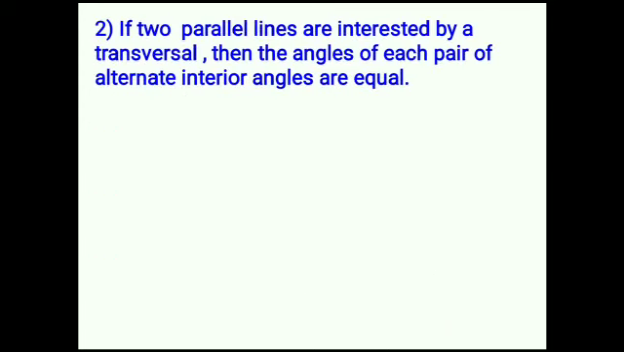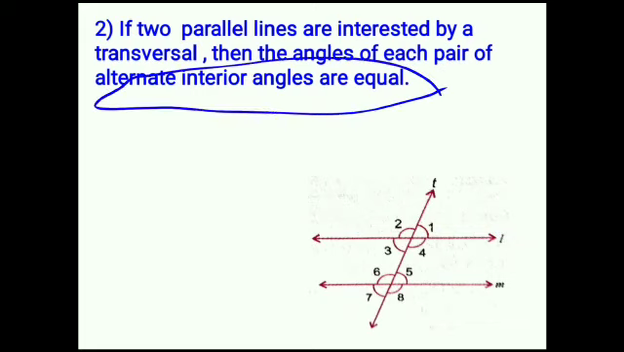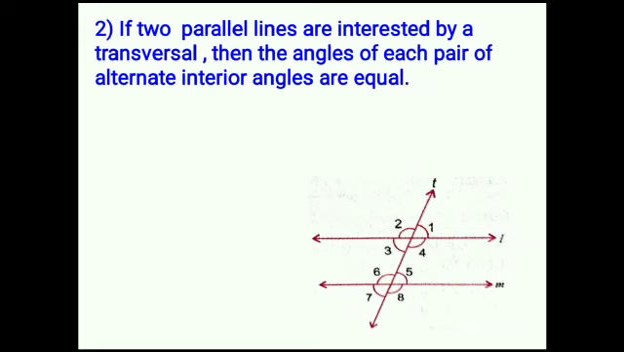So now the next property: if two parallel lines are intersected by a transversal, then the angles of each pair of alternate interior angles are equal. See here in this diagram, line L and line M are parallel and T is the transversal. So now the second property is alternate interior angles are equal. First we need to know the meaning of alternate interior angles.